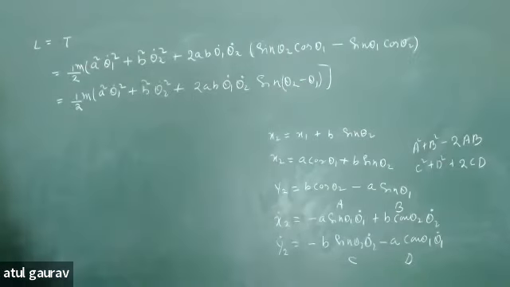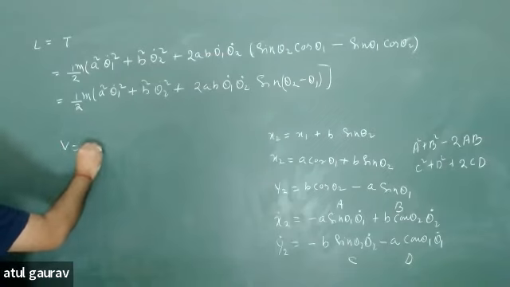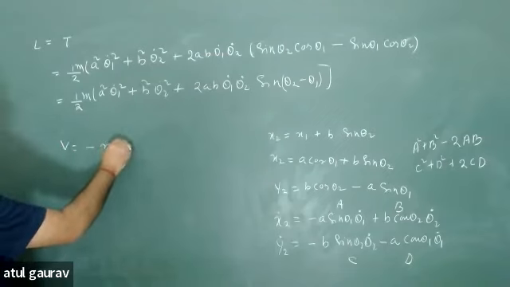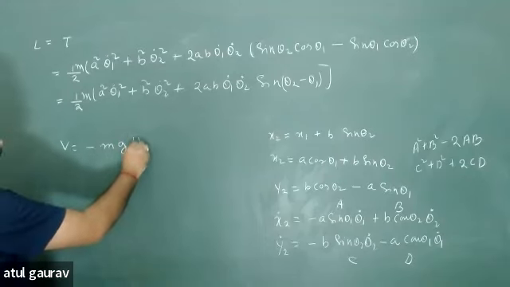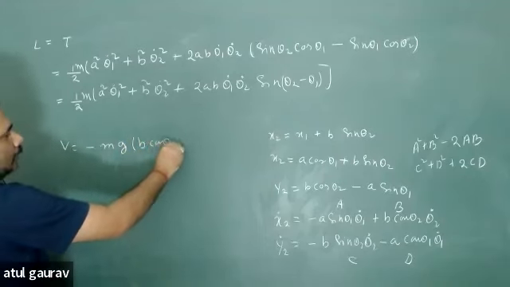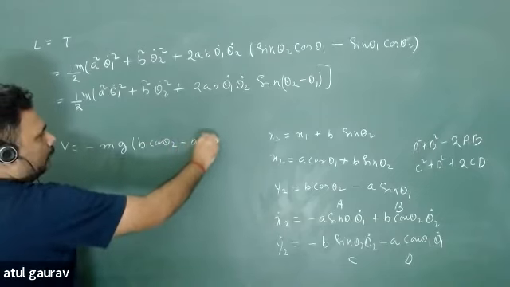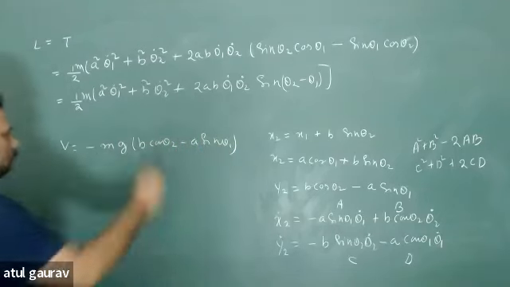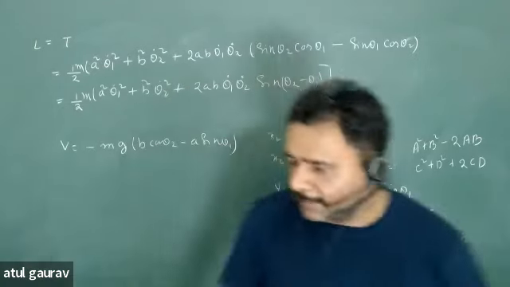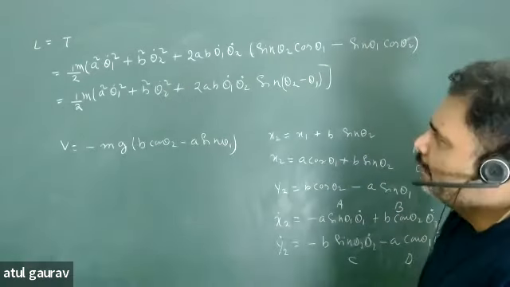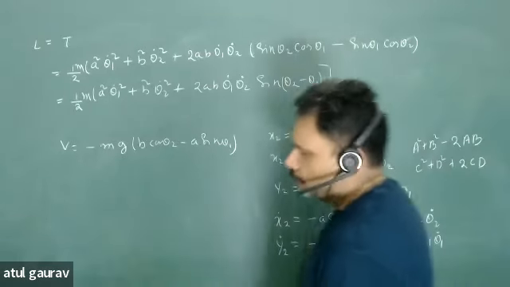And what is your potential energy? Your potential energy is minus mg y2. And what is your y2? It is b cos theta 2 minus a sin theta 1. So this is the potential energy of the system. Okay? Everyone is comfortable? Yes, sir.